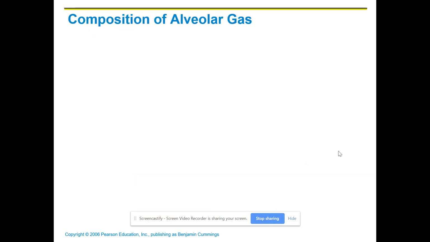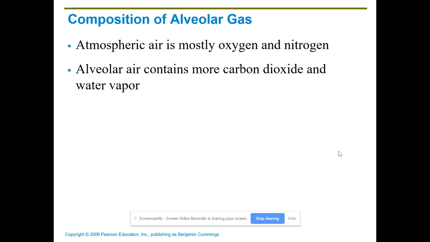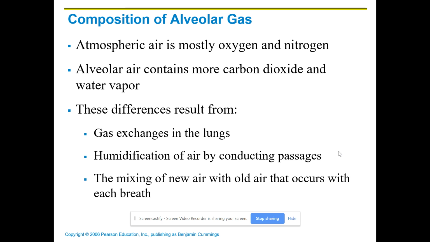Another thing about the air is it changes as you move down. When air enters your nose, it's mostly oxygen and nitrogen. But as you move down, it mixes with the air from the previous breath. So by the time you get down into the alveoli, there's much more carbon dioxide, much more water vapor, and less oxygen and nitrogen. This is because of the humidification of the air, the mixing of the old air with new air, and also gas exchanges that happen in the lungs.